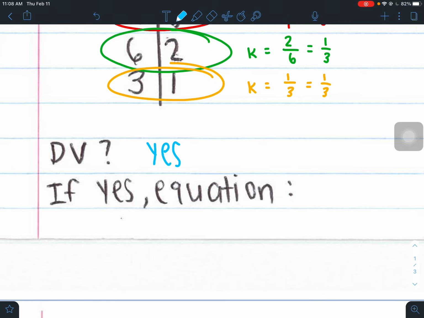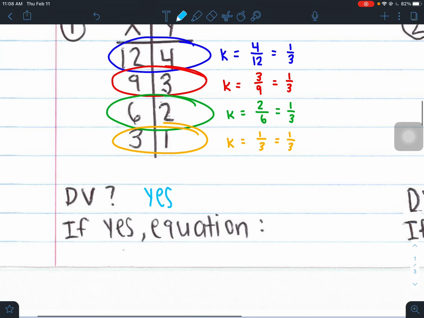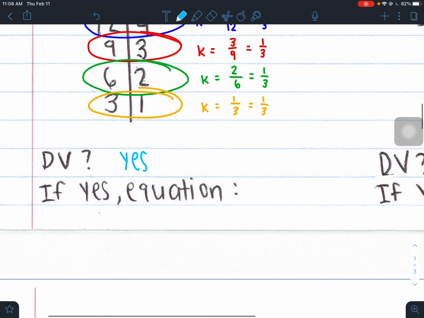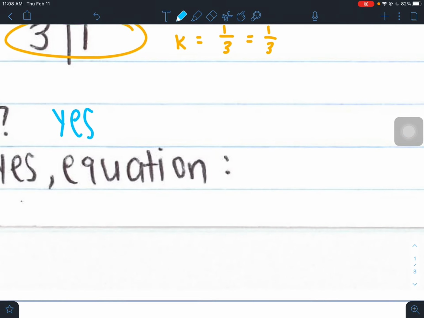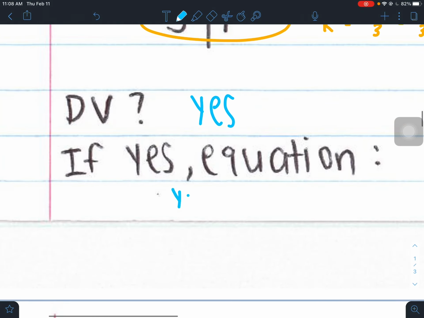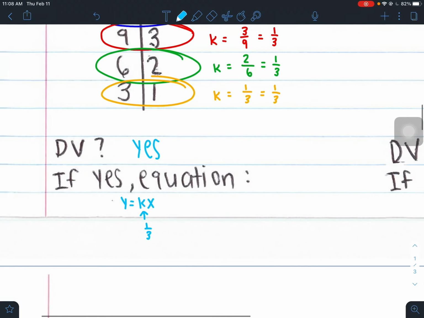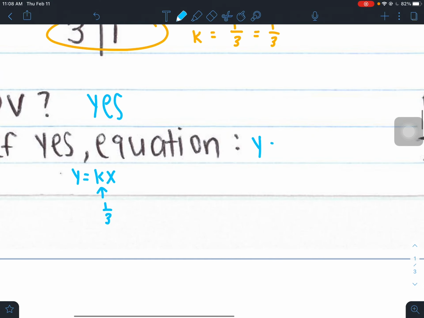If it is yes, what's the equation? So this 1/3 is not the equation. The 1/3 is your k value. So that's your k, but what's the equation? Well, remember that direct variation looks like y equals kx. You just solved for k. K is 1/3. Okay, so you just plug in 1/3 there. So your equation here is y equals 1/3 x.